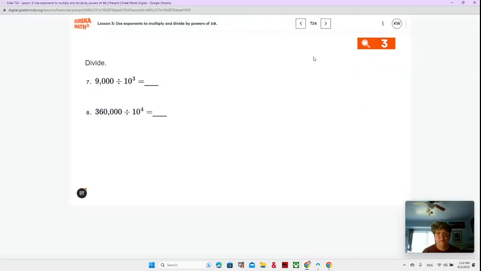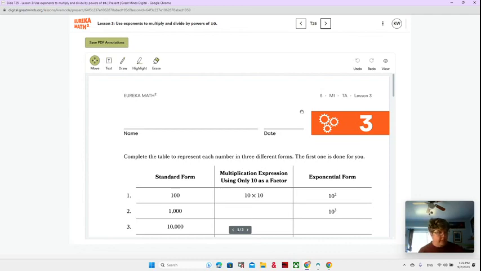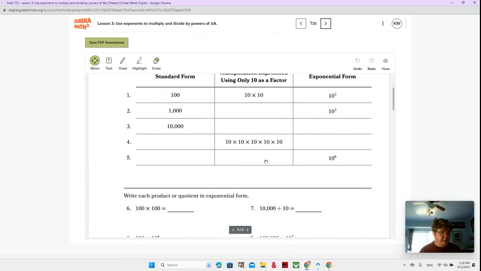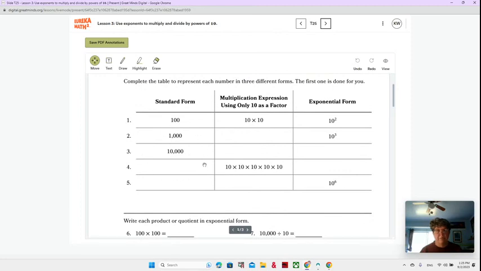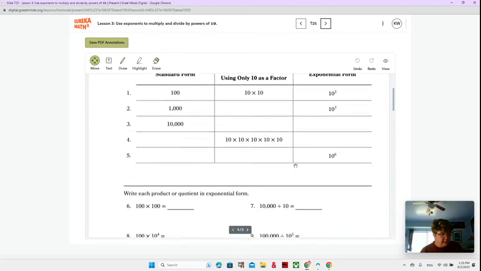Okay, now let's talk a little bit about your problem set. Oh, hide my tools. Okay, there we go. Now your problem set is your must do on page 31. Okay, and in your Google Classroom, it'll tell you your assignment, but you can see you're going to be filling out a chart: standard form, the way we write it; multiplication expression using only 10 as a factor, 10 times 10 is 100; exponential form, 10 times 10, that's 2 tens. You're going to fill out this form, all right, and get started.